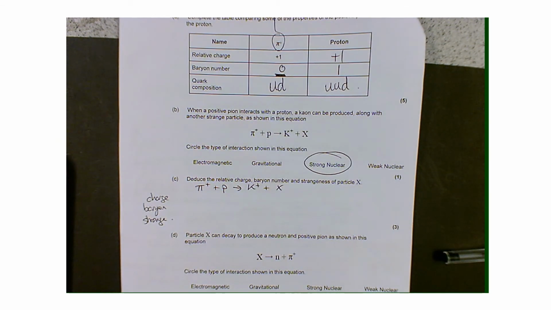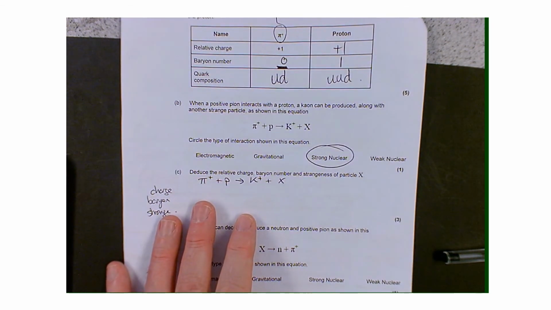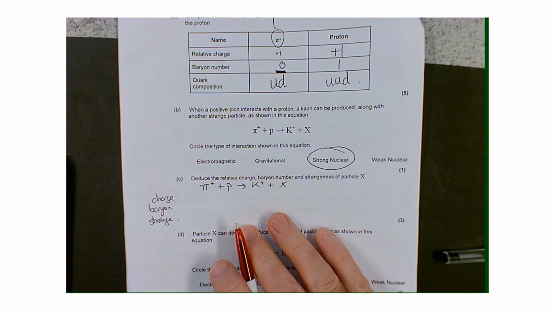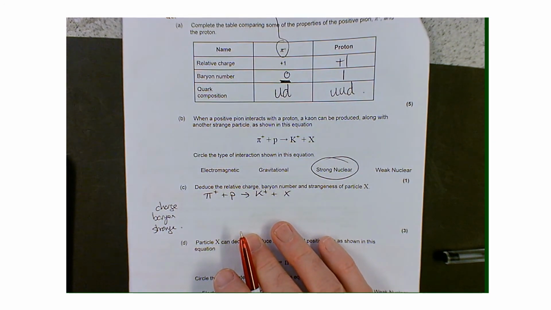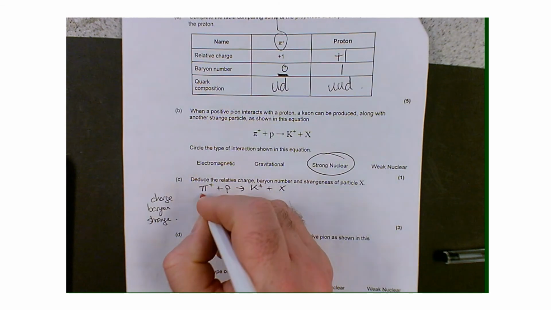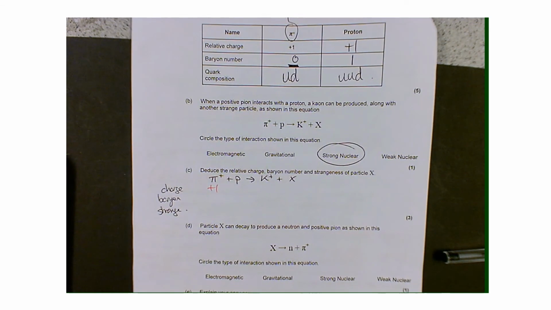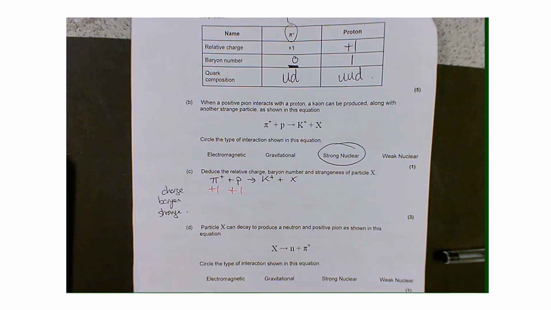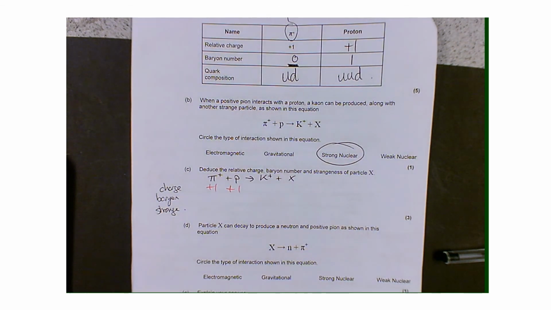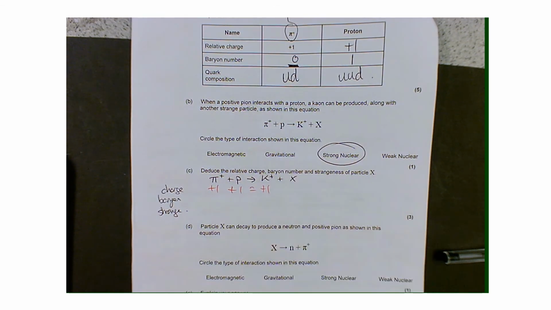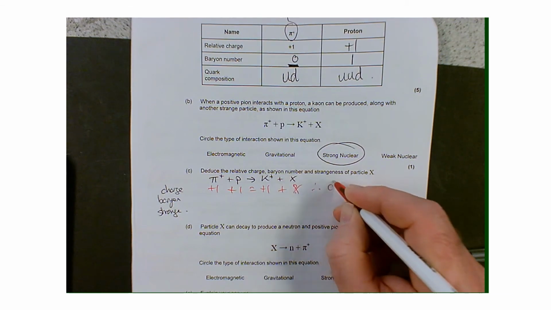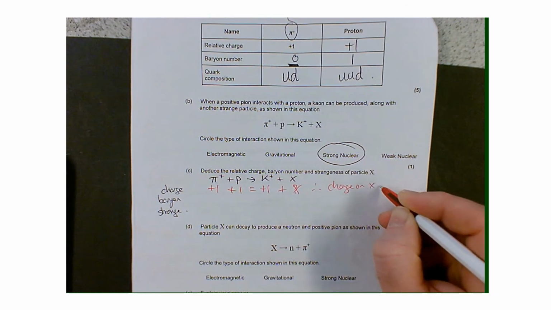The charge on the pi plus, the positive pion. Edwin, what's the charge on the positive pion? +1. What's the charge on the proton? +1. And what's then the charge on the positive kaon? +1. So that means plus X, therefore the charge on X is +1.